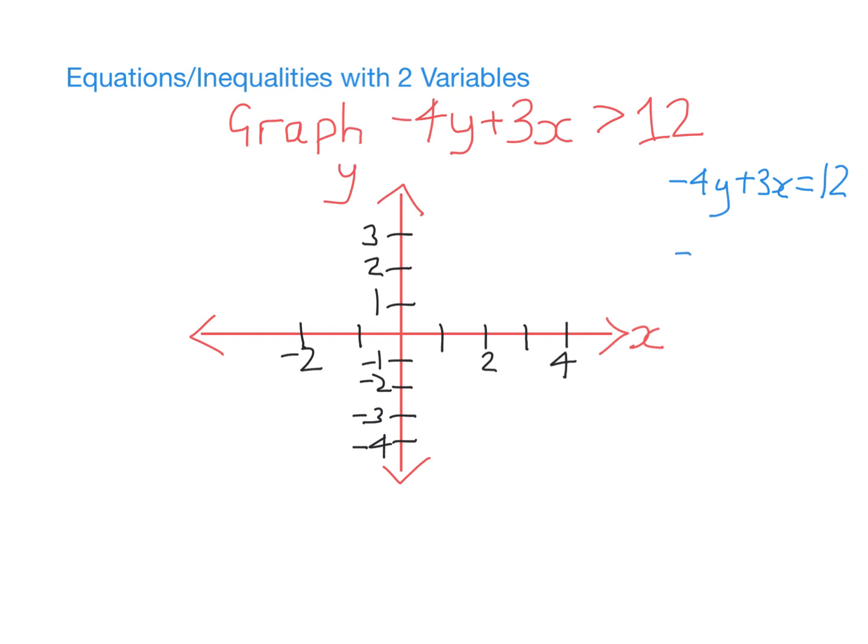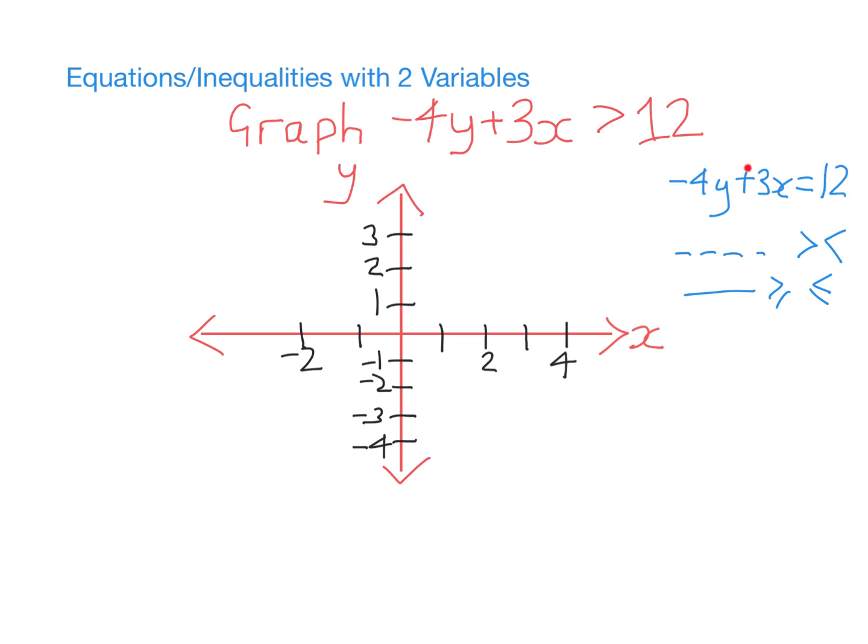Now when you're graphing the line, you need to use a dashed line if the inequality is strict, so if it's one of these two, or you use a solid line if it's not strict. So because this is a strict inequality, I'm going to graph this line using a dashed line.